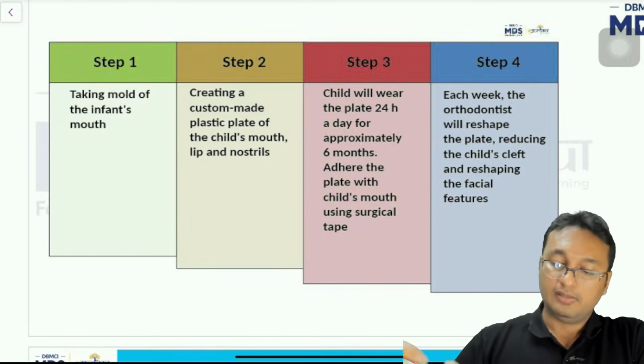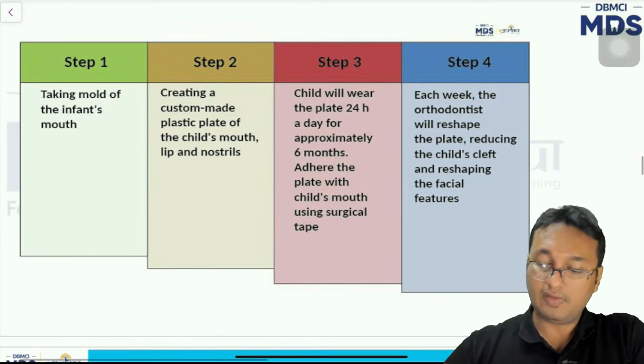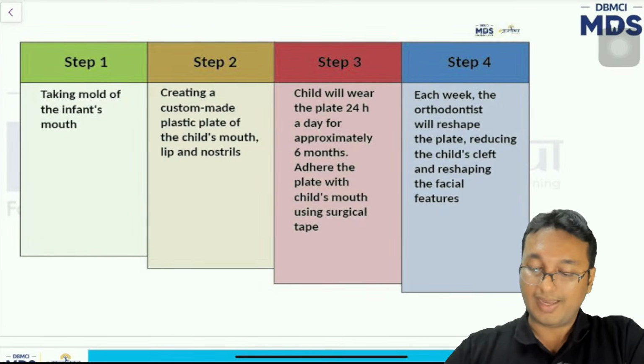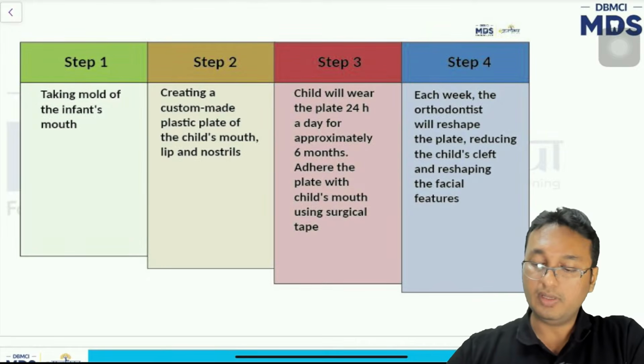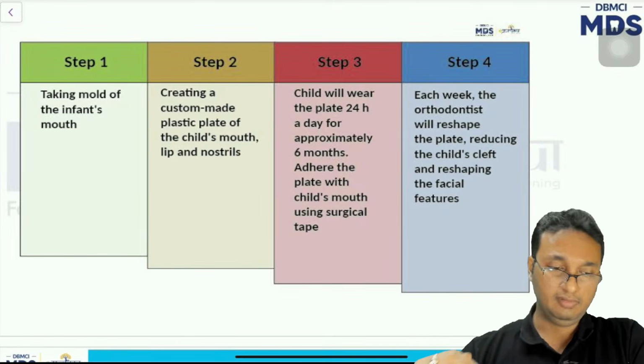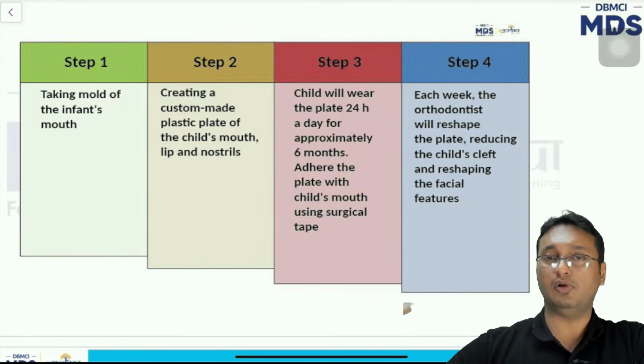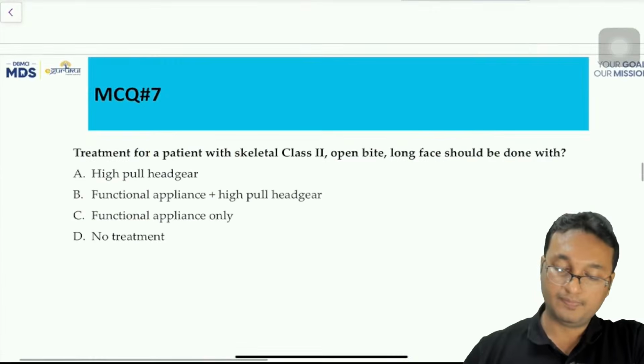Step 3. The child will wear the plate 24 hours a day for approximately 6 months. Adhere the plate to the child's mouth using surgical tape. And step 4. Each week, the orthodontist will reshape the plate, reducing the child's cleft for reshaping the facial features. So this is how it goes. This is how the follow-up appointments are done. Next.